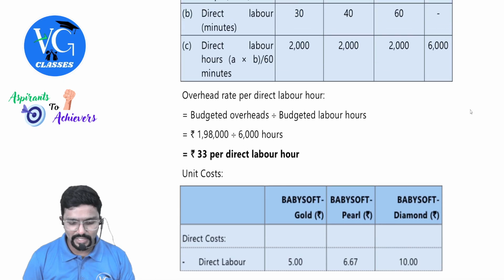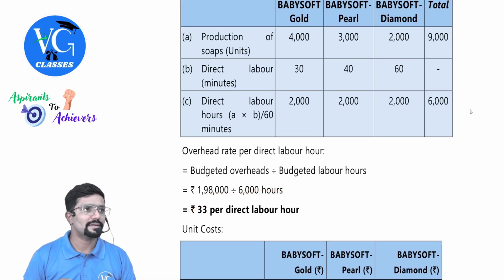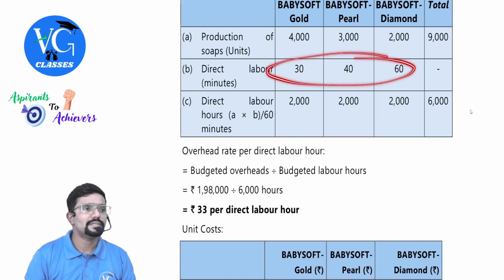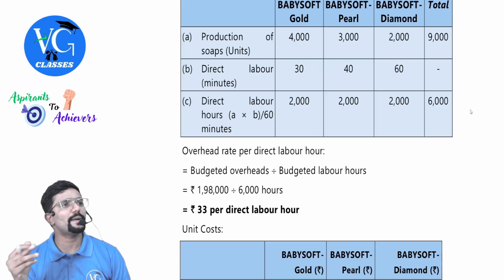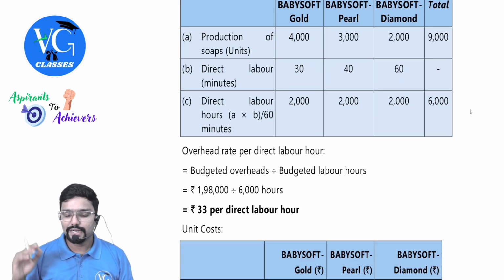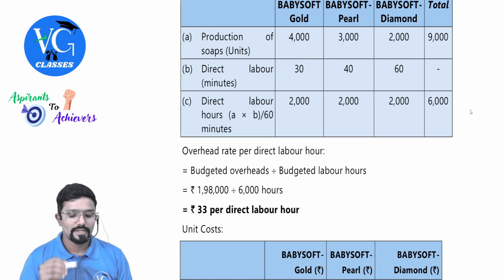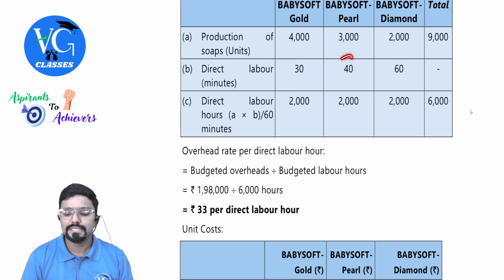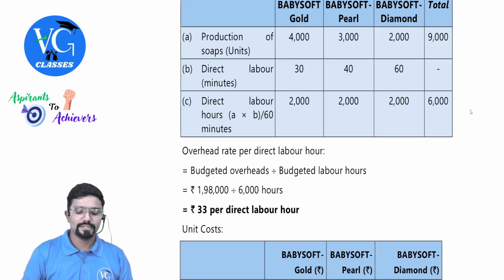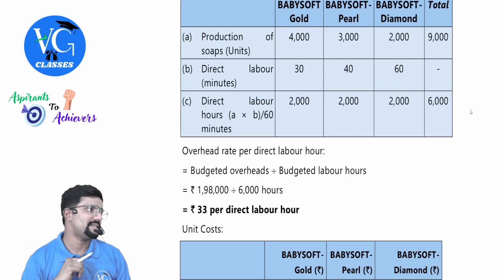Production overhead, we have got 33.33 only. Okay, 33 per labor. Okay, we know the minutes now. So, what is the production overhead to be absorbed by each product? That is gold, pearl, and diamond. Simple, guys. 33 divided by 60 into 30. 33 divided by 60 into 40. 33 divided by 60 into 60. Or simply 33.